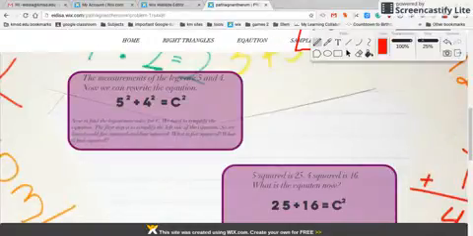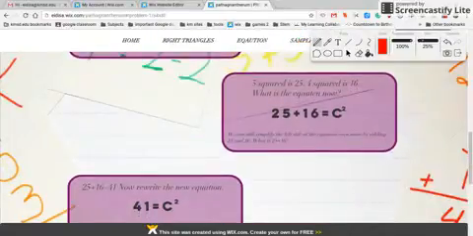Now to find the hypotenuse, we need to solve for c. So we need to simplify the equation even further. The first step is to simplify the left side of the equation because we can't simplify the right side anymore. If we remember PEMDAS, exponents come before addition, so let's solve for the exponents first. What is 5 squared and what is 4 squared? 5 squared is 25 and 4 squared is 16.